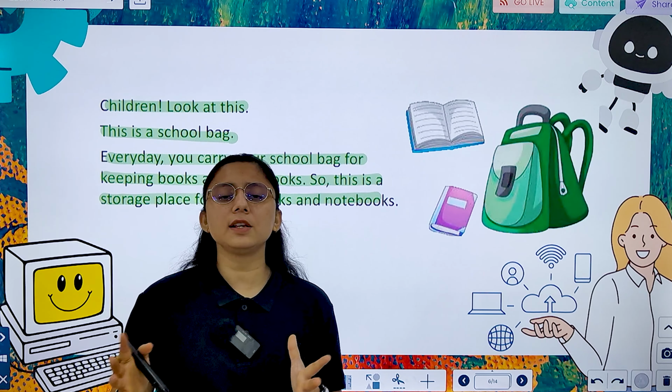Like this, the computer also has different storage devices. One by one, I will explain to you all the storage devices of the computer.